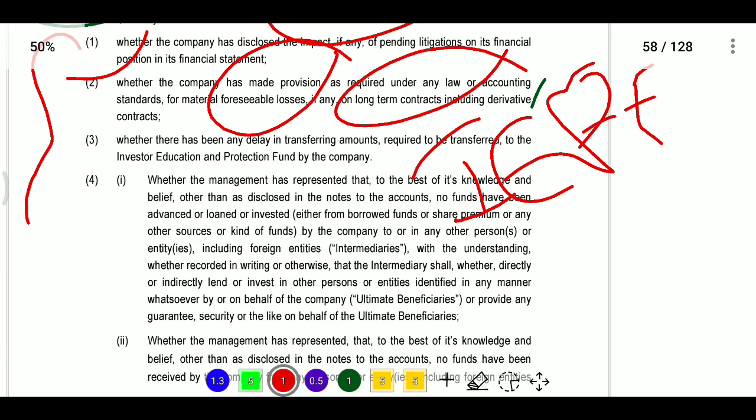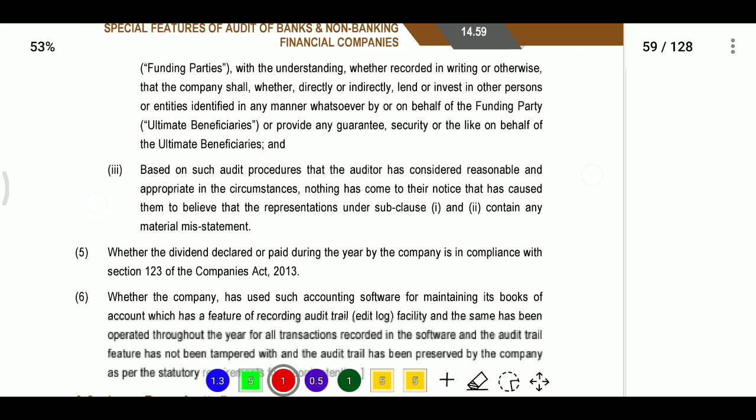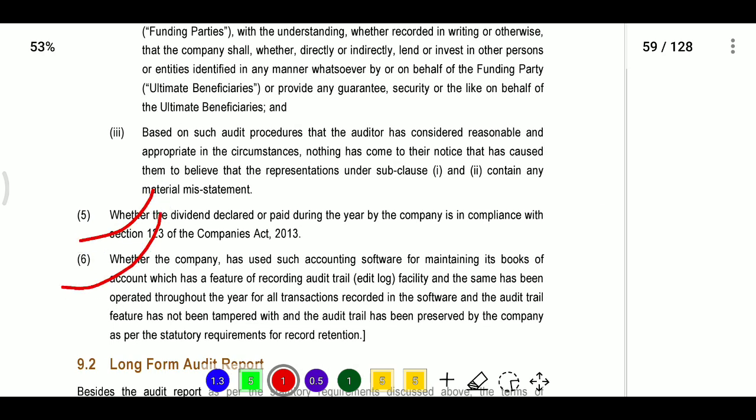Next, whether the dividend declared or paid by the company is in compliance with the Companies Act 2013. Next, whether the company has used such accounting software for maintaining its books of accounts, which has the feature of recording an audit trail facility, and the same has been operated throughout the year.